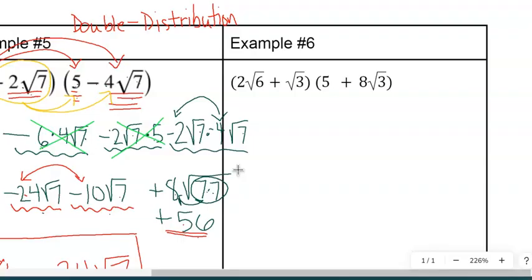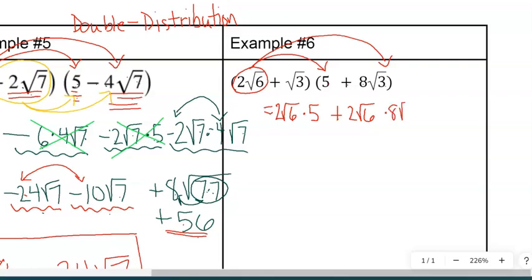So I'm going to take this 2 root 6 and multiply it by both of these terms. Now, some of you can skip a step, but I'm just going to write it all out. So 2 root 6 times the first term, 5, in the second group, plus we've got 2 root 6 times the second one, 8 root 3, okay? So all of this is together and all of this is together. I've distributed the first term, so that 2 root 6 I don't have to look at anymore from the original problem. Then I'm going to take root 3 and do the same thing.